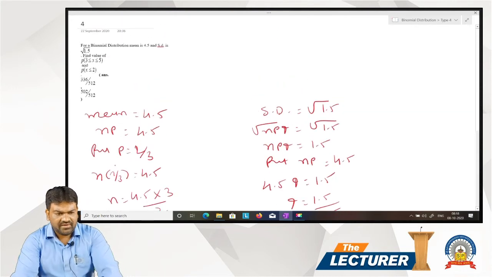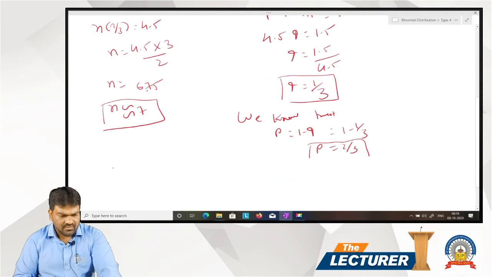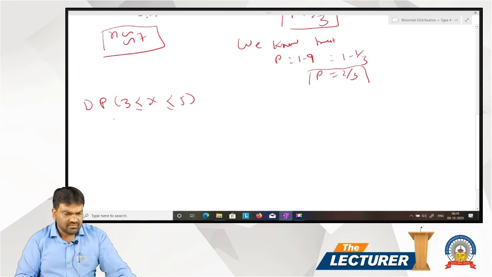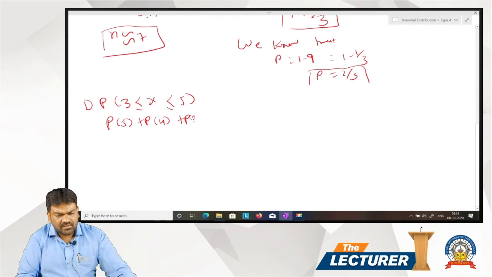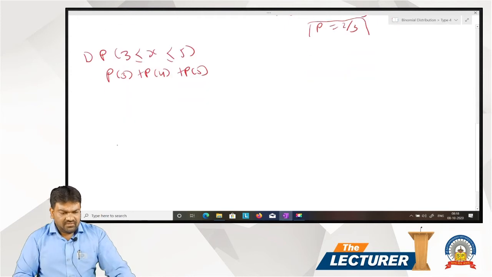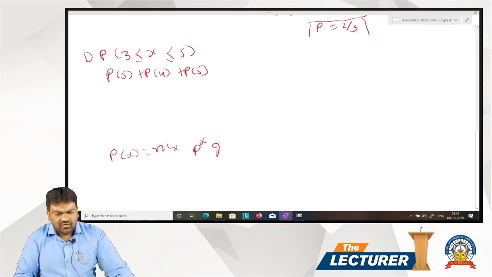Now we have to find out probability of P of 3 lesser than or equal to X lesser than or equal to 5. That means P of 3 plus P of 4 plus P of 5. Probability function P of X is equal to NCX P raised to X Q raised to N minus X.